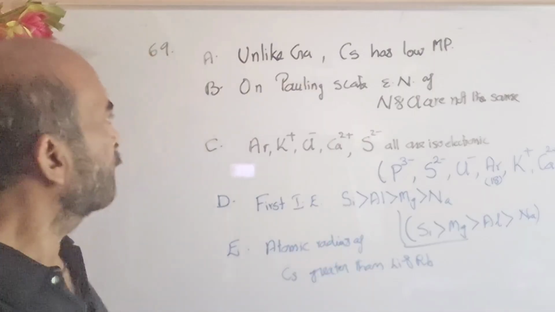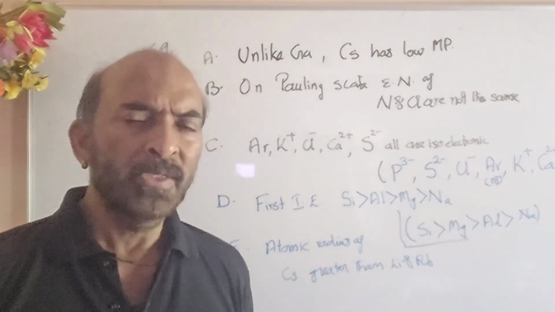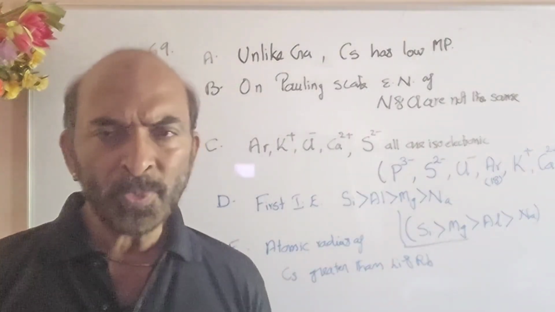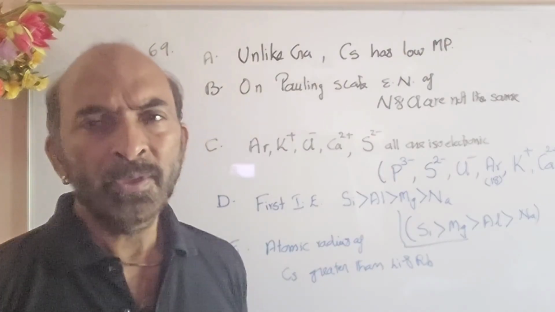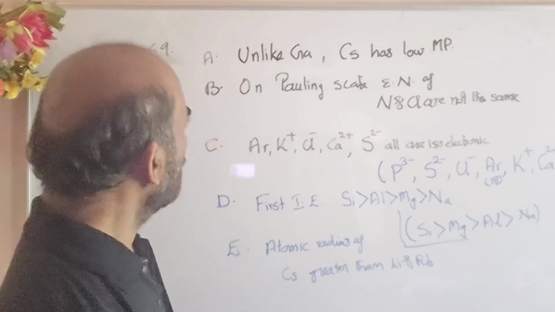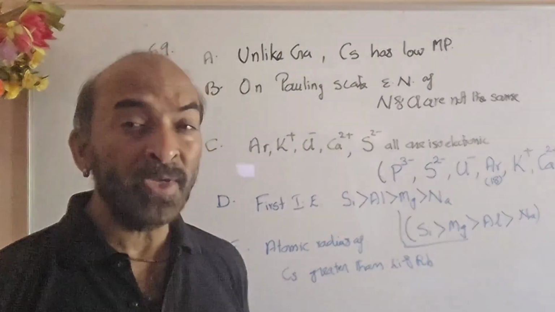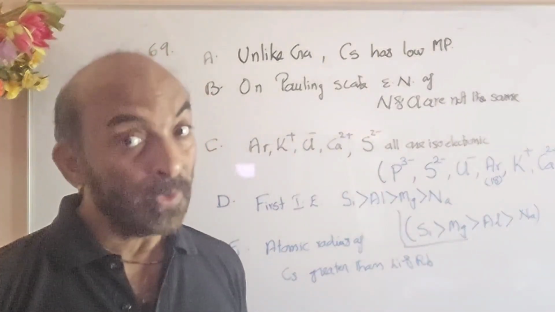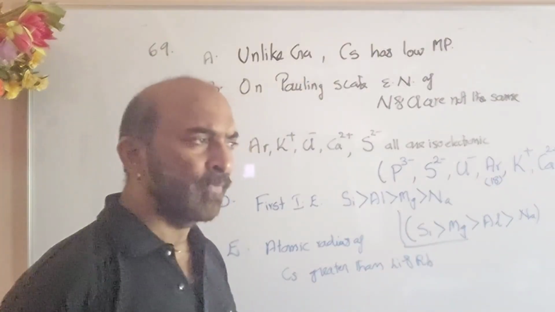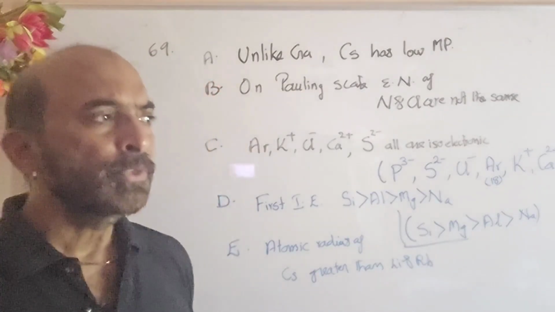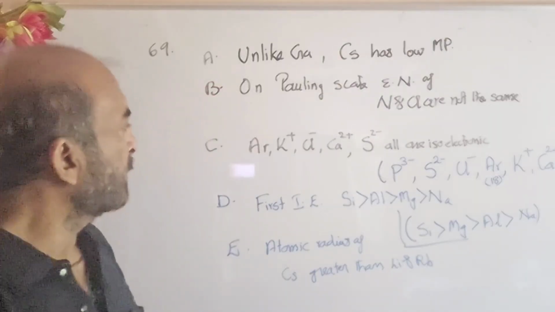Okay. The first statement, unlike gallium, cesium has a low melting point. It's a cheating question. Unlike gallium, cesium has a low melting point, we know. But unlike gallium, no. Gallium also has a low melting point. So they cheat, isn't it? So it's a wrong statement. Second one. On the Pauling scale, electronegativities of nitrogen and chlorine are not the same. We know that on the Pauling scale, both nitrogen and chlorine have the same electronegativity, 3. So to say not the same is wrong. So the second statement is also incorrect.